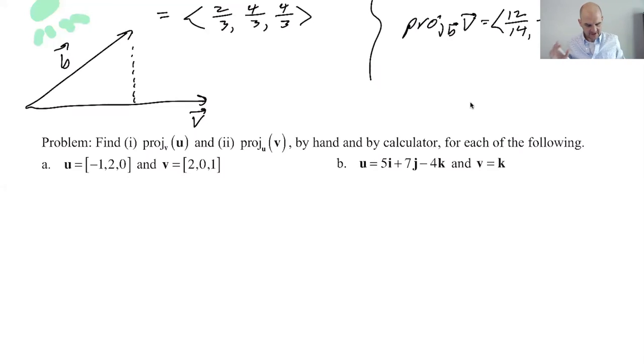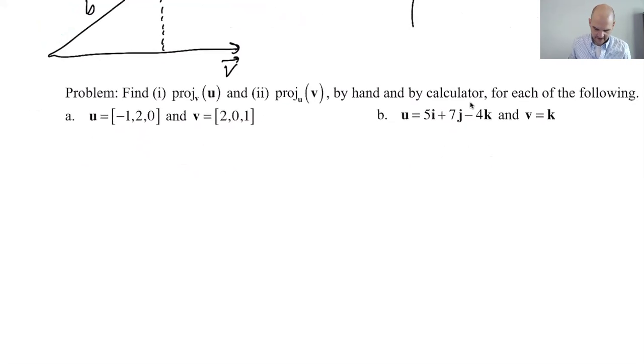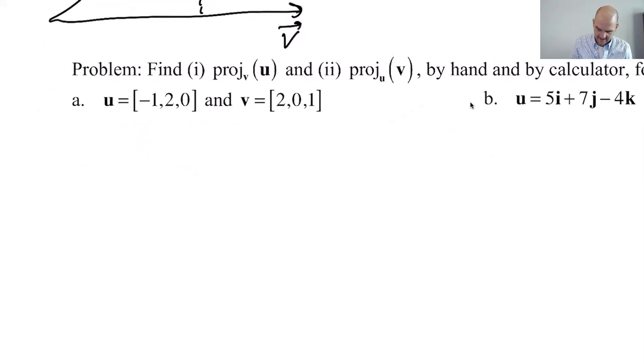All right, we're back. We're still on page 5. We're just finding projections this time, but we're going to find them by hand and by calculator. And also, to find a projection, you really need to find a component. So it's not like we're going to get away without doing it. So let's see if we can.